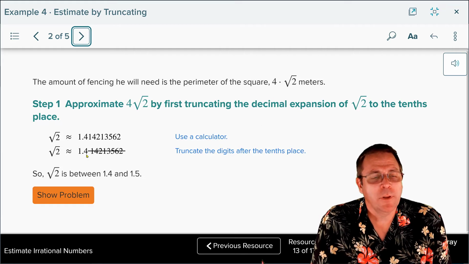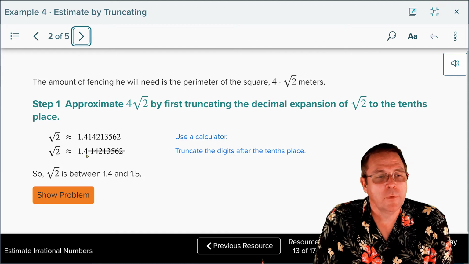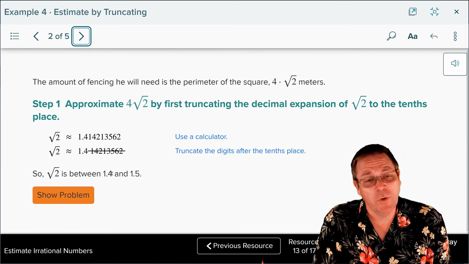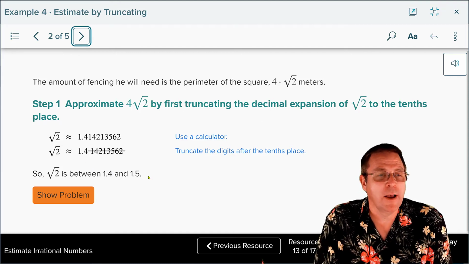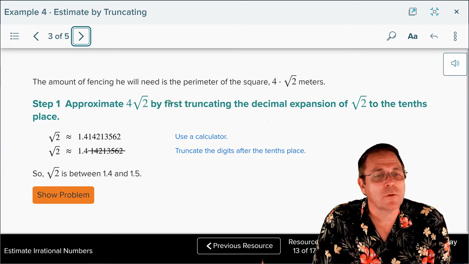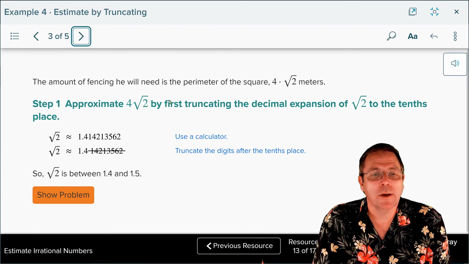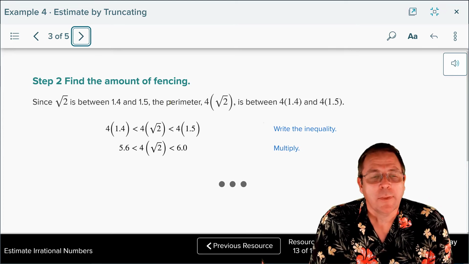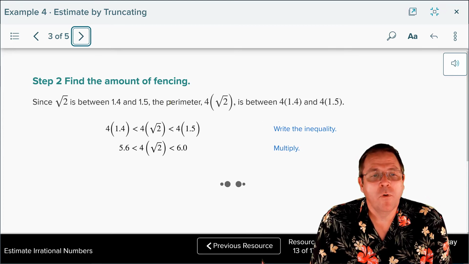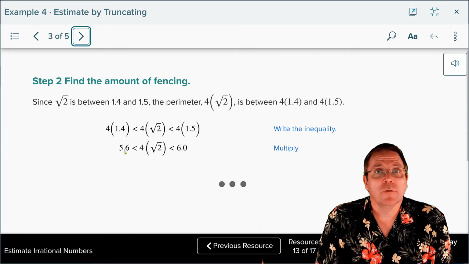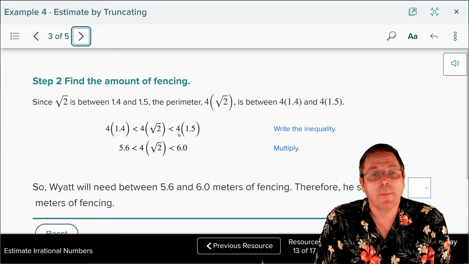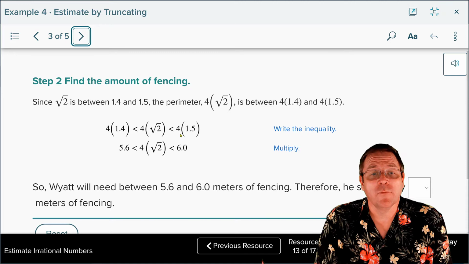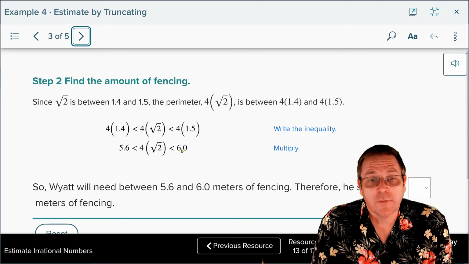And for the tenths place, we're going to say that the square root of 2 is going to be between 1.4 and 1.5. Yeah, okay, sure, that's good enough. And then from here, what are they going to do? Well, now they have to multiply some numbers. They multiply the 1.4 times 4, and that's going to be 5.6. They multiply the 1.5 times 4, and that gives them 6 meters total.